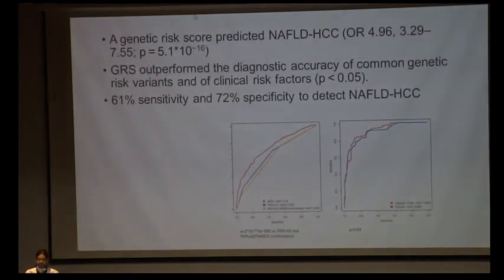They additionally tried developing a genetic risk score using this exome sequencing data, and they found this score to perform better compared to only using the common PNPLA3 mutation, or the PNPLA3 and TM6SF2 mutations, which are common and have been previously implicated in hepatocellular carcinoma in patients with NAFLD. So here you see the area under the curve is higher.